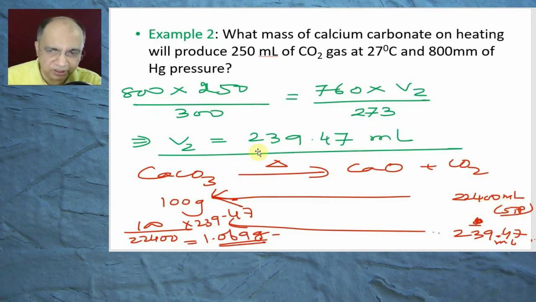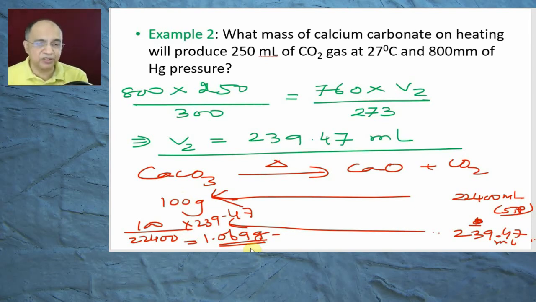Because this is in milliliters, it is always better, instead of converting this to liters, 0.239, to convert to milliliters. So again, this is a leftward calculation. If 22,400 ml at STP of carbon dioxide is produced by 100 gram of calcium carbonate, so these many milliliters at STP will be produced by how much? This divided by this into this, 239.47 ml. So the mass is 1.069 gram.